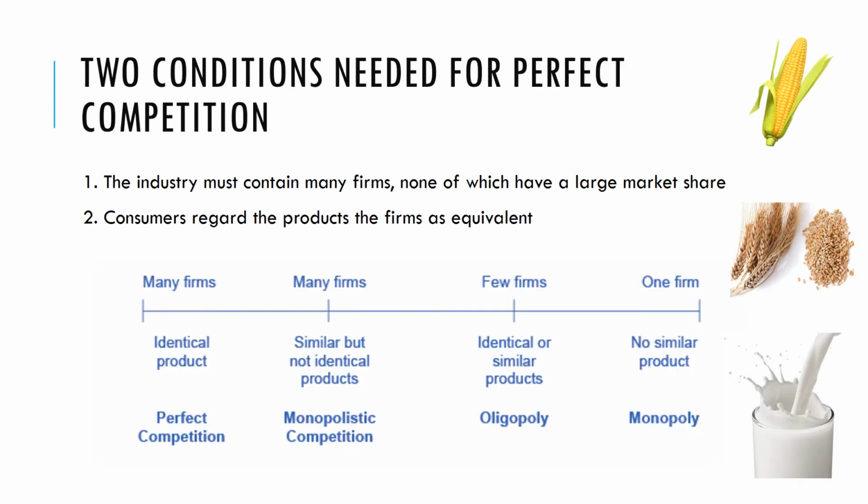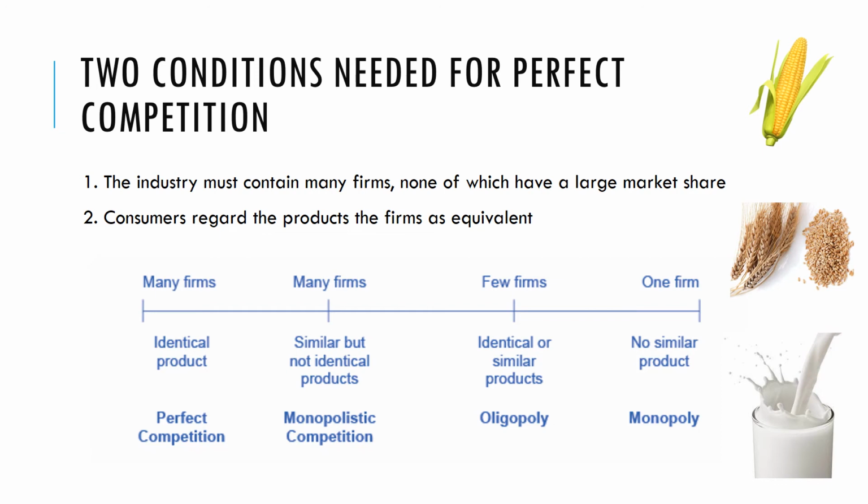There are two conditions that are necessary in order to have a perfectly competitive market. Number one, the industry must contain many firms. Remember, that was our first question: how many firms are in the industry? Perfect competition has many firms, none of which have a large market share. Nobody owns a predominant amount of that market. Think of things like corn, wheat, milk. These are examples of products that could be something like perfect competition.